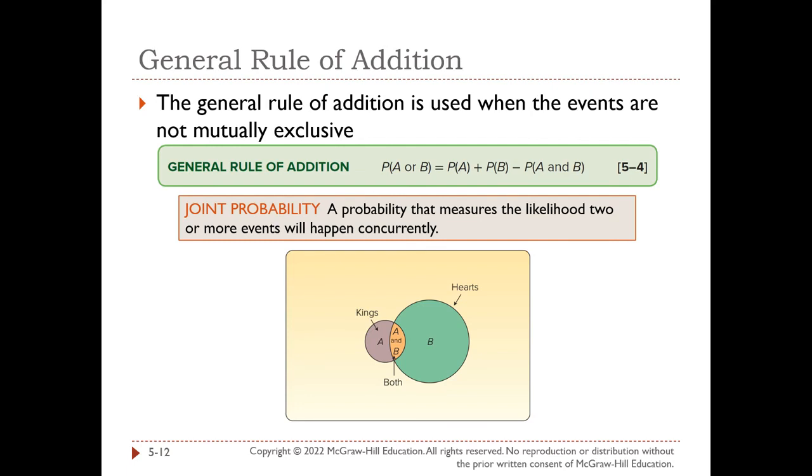So, general rule of addition. Sometimes we're not going to have it always mutually exclusive. So, when the events are not mutually exclusive, and there's a chance for the same thing to happen at the same time, to find the probability of A or B, we would add probability A plus probability B minus the probability of A and B occurring at the same time. So it's a joint probability, which measures the likelihood that 2 or more events will happen concurrently.